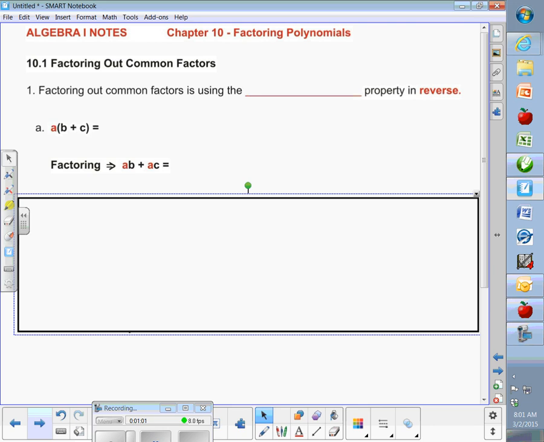This is an important concept. Make sure you focus upon it. Bring questions with you tomorrow in class that are concerns, and hopefully we'll get everything figured out so that you are ready to go and you have a full understanding. All right, so number one, factoring out common factors is using the distributive property in reverse.